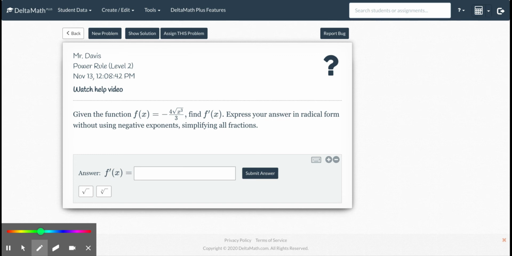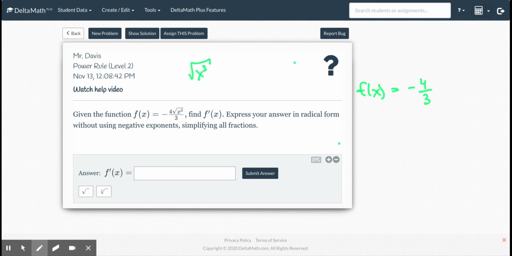So with our next one, we're supposed to find f prime of x. But first of all, we want to rewrite our function f of x using fraction exponents. So I'm going to pull that fraction out in front, first of all, negative 4/3. And then this square root of x cubed. Remember, there's an invisible 2 out here. And the top is the power. So the power becomes the top of our fraction. And then the root index becomes the bottom. So this is x to the 3/2 power.